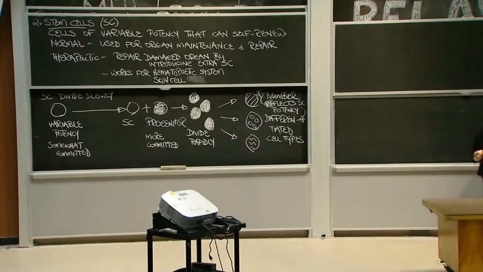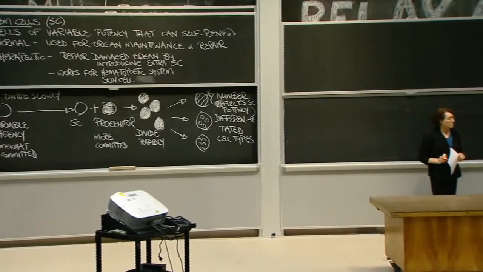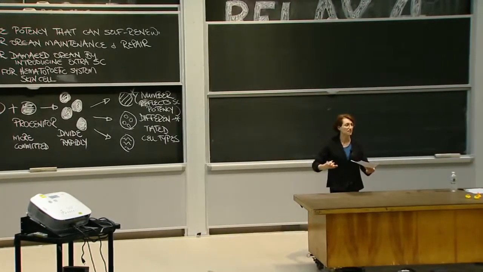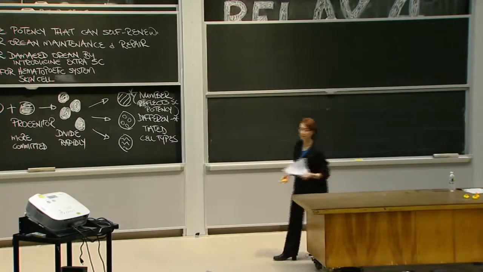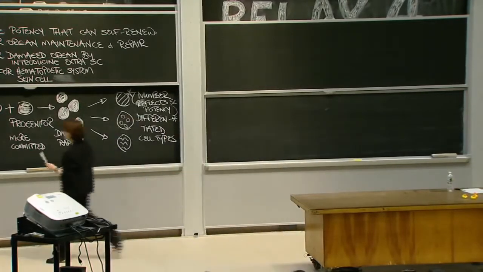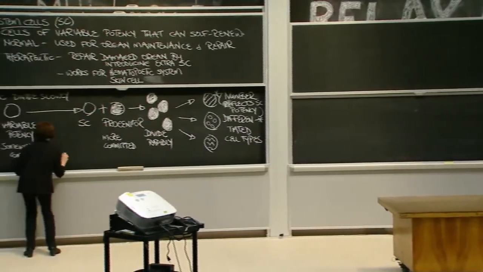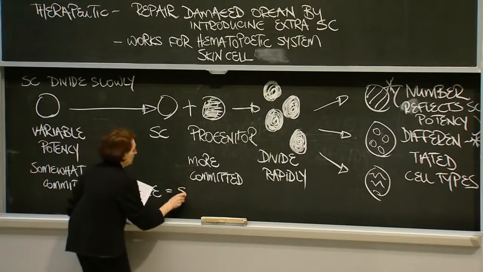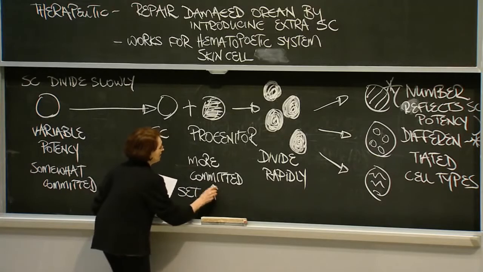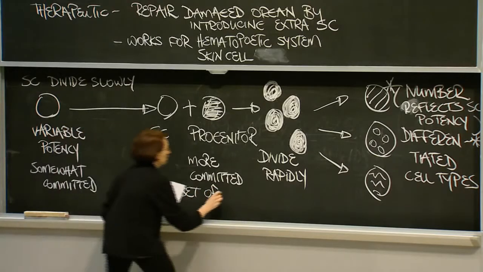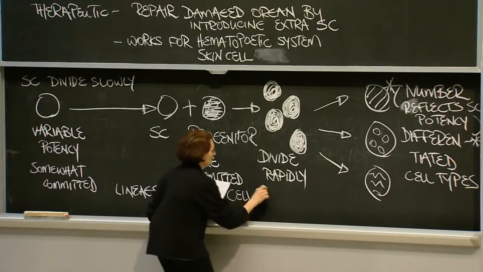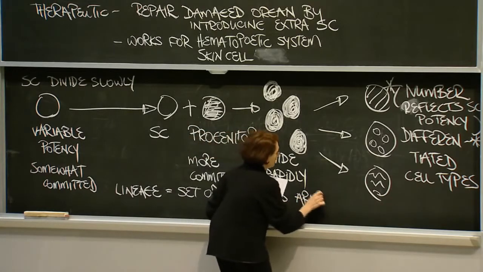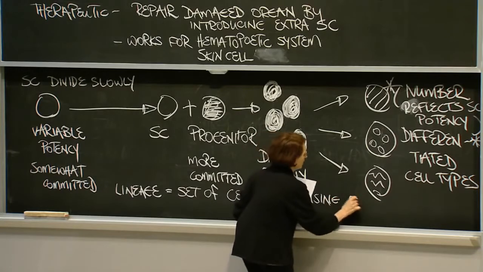This kind of diagram is called a lineage diagram. It tells you not only what the final fate of the cell is, it tells you something about the progress towards that final fate. So a lineage we can define as the set of cell types arising from a stem cell or a progenitor.